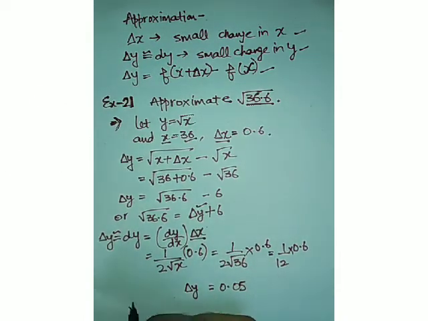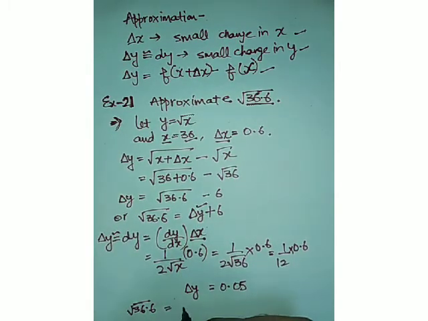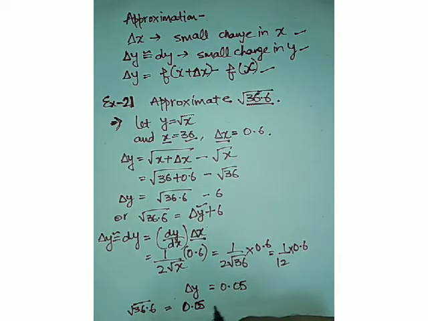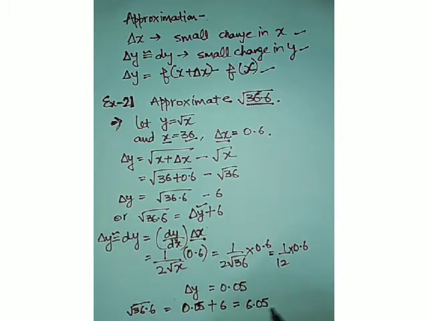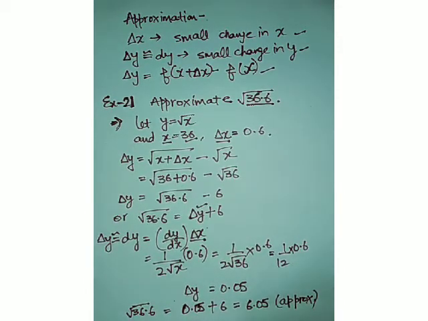What was our root 36.6? It was delta y plus 6. What is delta y? 0.05 plus 6. You will get 6.05 as your answer. This is the approximate value of root 36.6. This is how you can find the approximate values. Let's move to the next example and see what's there.